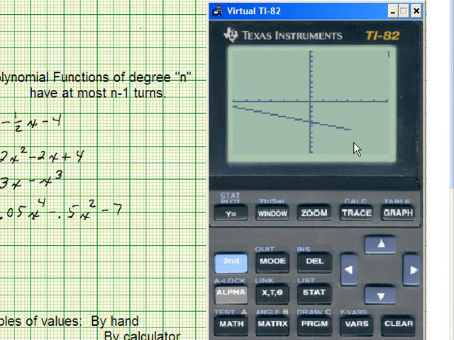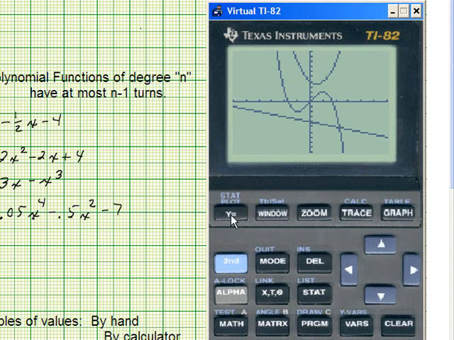Here's degree 1, no turns. Degree 2, my 1 turn. And degree 3, it came down like this. It made a big turn, came up to here, made a second turn, and came down. So degree 3 did indeed have 2 turns.